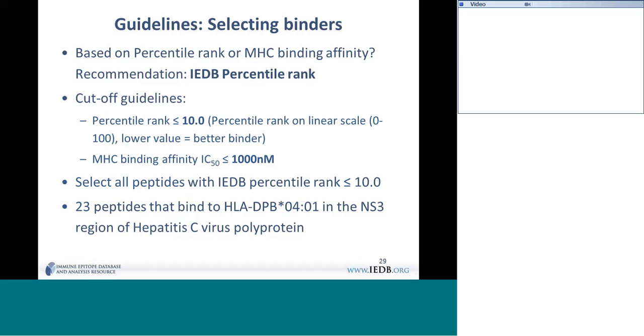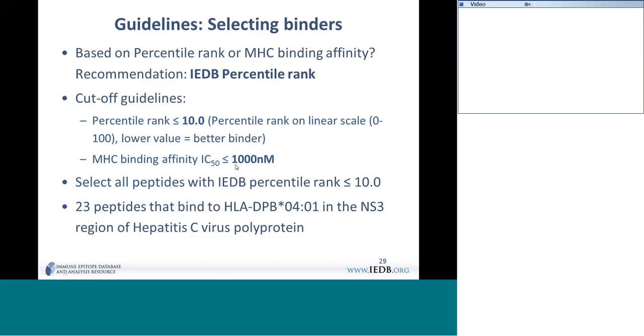So now the question comes, okay, what's the threshold? For each method we have got affinity rank, predicted affinity scores, and the percentile rank. So what to choose? We recommend using the IEDB percentile rank. If you use the consensus or IEDB recommended, we recommend to use the IEDB consensus percentile rank. And the cutoff guideline is, for individual alleles, a percentile rank of 10 or less is what we recommend as a threshold.